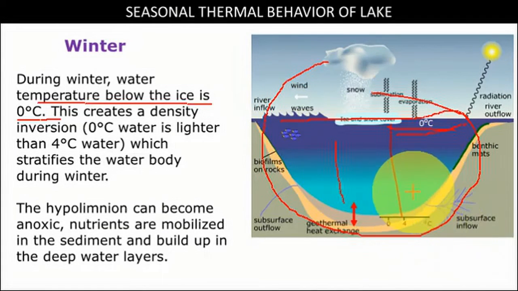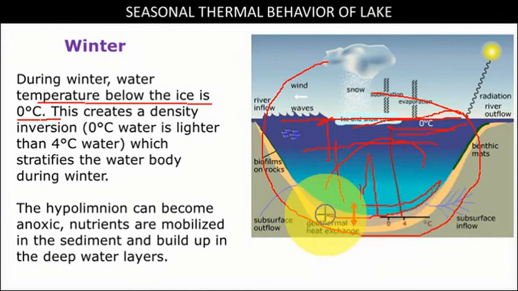So the hypolimnion, which is at the bottom, below this ice cover, becomes anoxic, and nutrients are mobilized in the sediments. Because these nutrients cannot float up, or the organisms are there, it fails to recycle. Finally it settles in the sediment at the bottom of the lake, and builds up the deep water layers. So this is the fate of the lakes during winter.